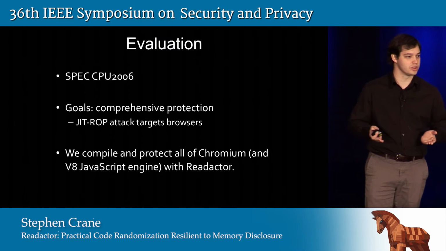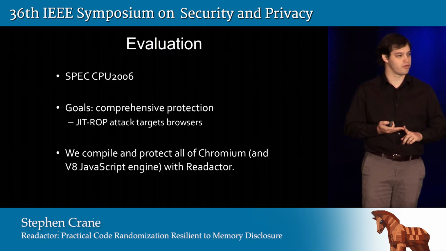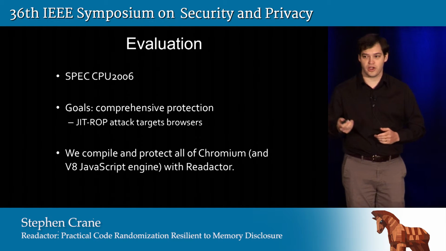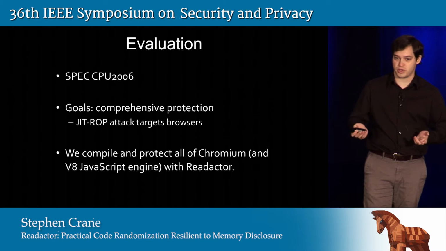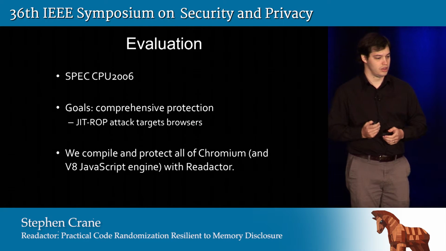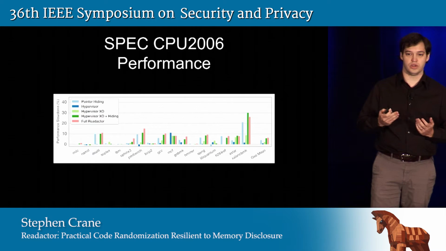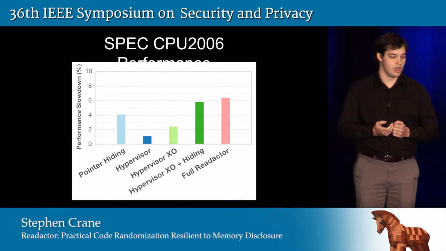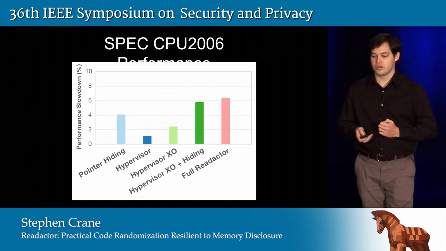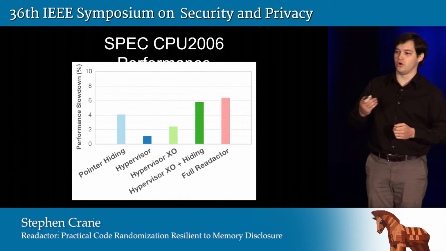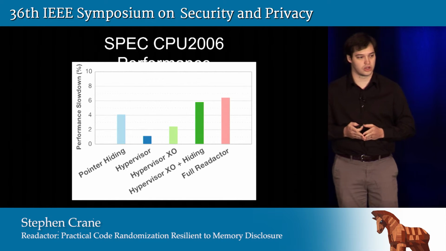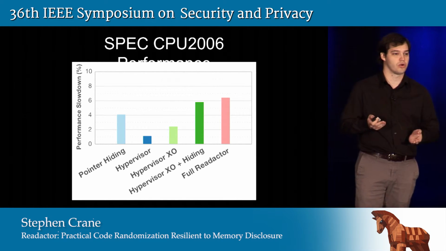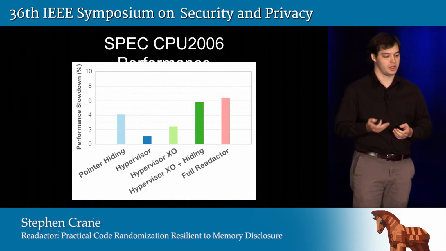We evaluate the performance of V8 as well as the performance of Chrome itself. We found the performance to be very similar to that of SPEC, which I will actually show. So for SPEC, we evaluated our performance. And I'll zoom in on the geometric mean here. You can see on the right, the pink bar is our full Readactor system. We incur an overhead of about 6.4% over the unmodified baseline.